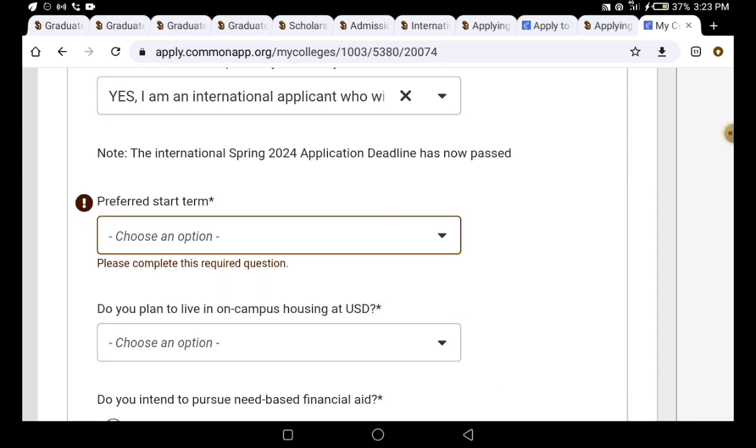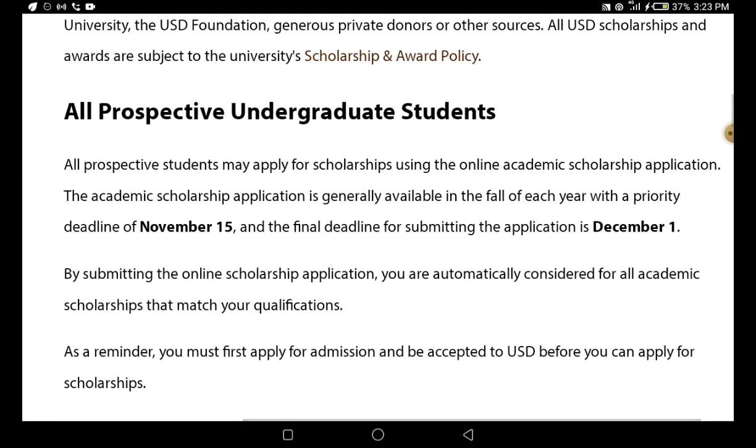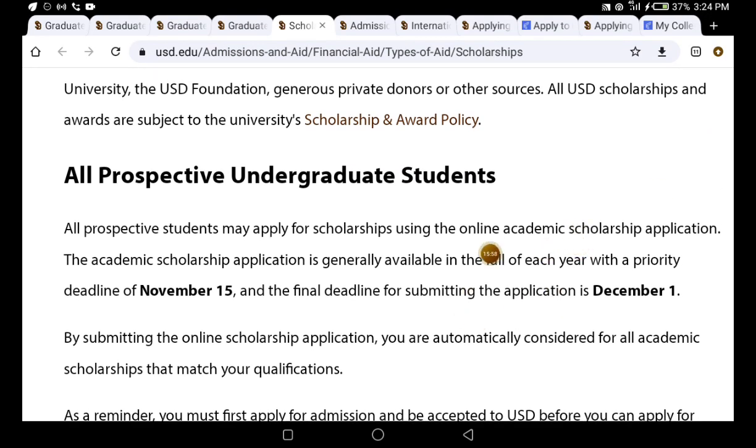Note that we are not concerned about the spring application. We are concerned about the fall application because it has been written that those who apply for fall of each year will get that automatic scholarship. So you have to pay attention to that. You see it right here: the academic scholarship application is generally available in the fall of each year. Okay, and the deadline is this particular period. So you want to make sure you are getting the information right.